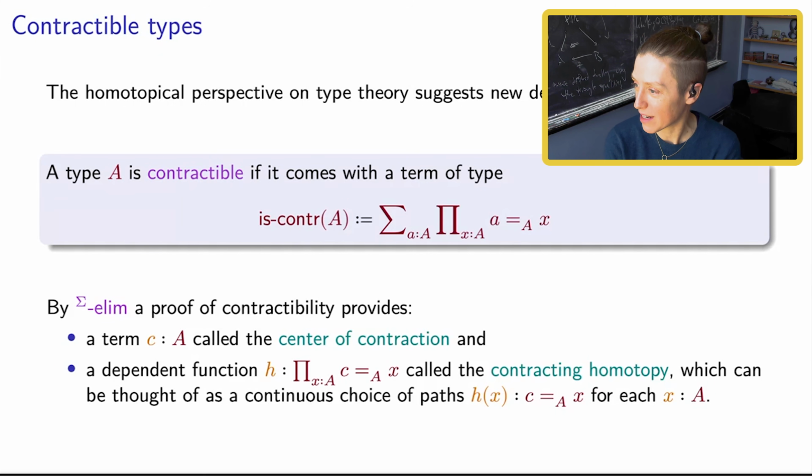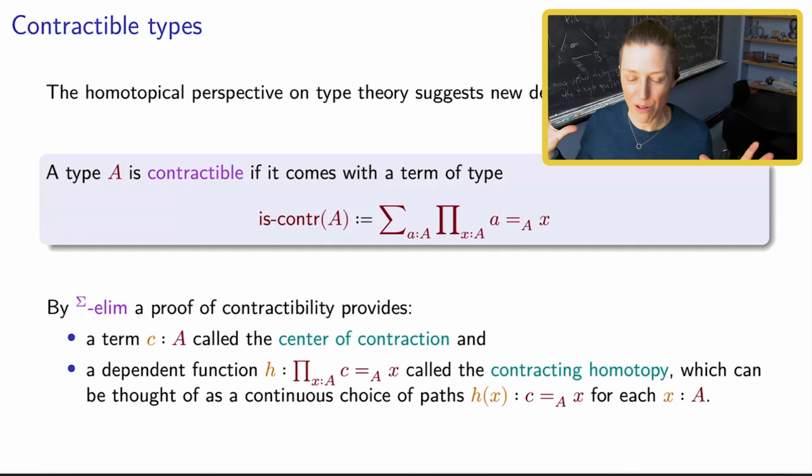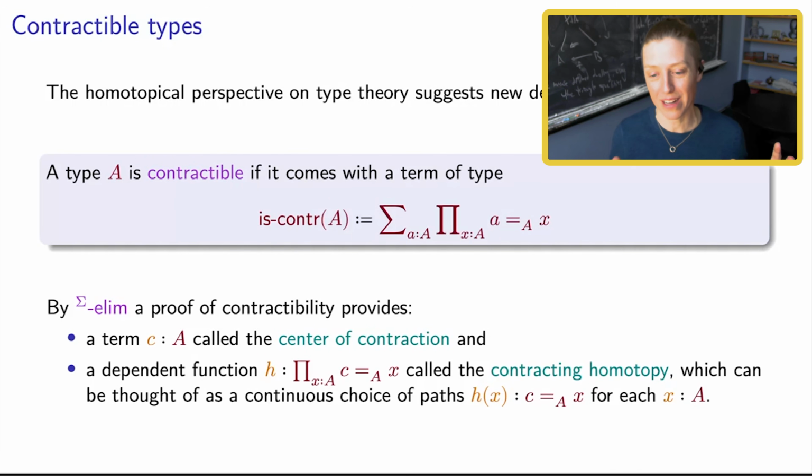So a way to show that a space is contractible is to find a point, the center of contraction, and then to define a homotopy between the constant function at that point and the identity function, which you think of as kind of like a reverse Big Bang. So you're continuously moving all the other points in your space down to the center of contraction. That's exactly the data that we have here.